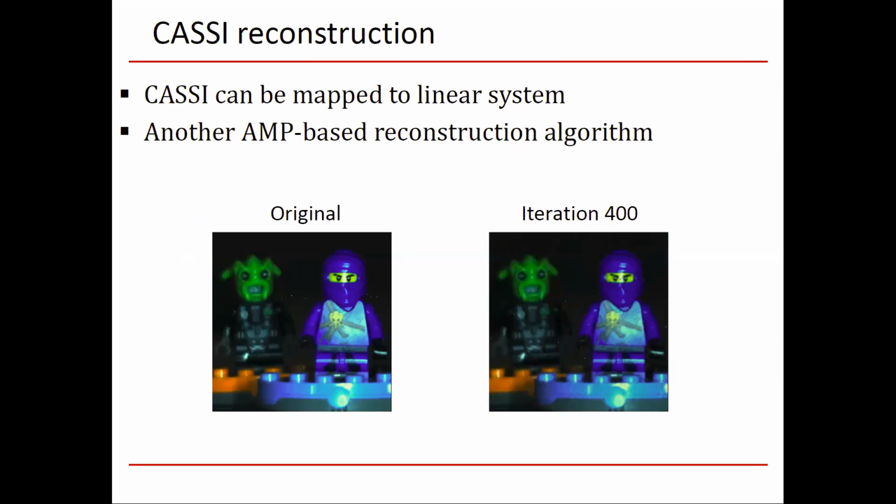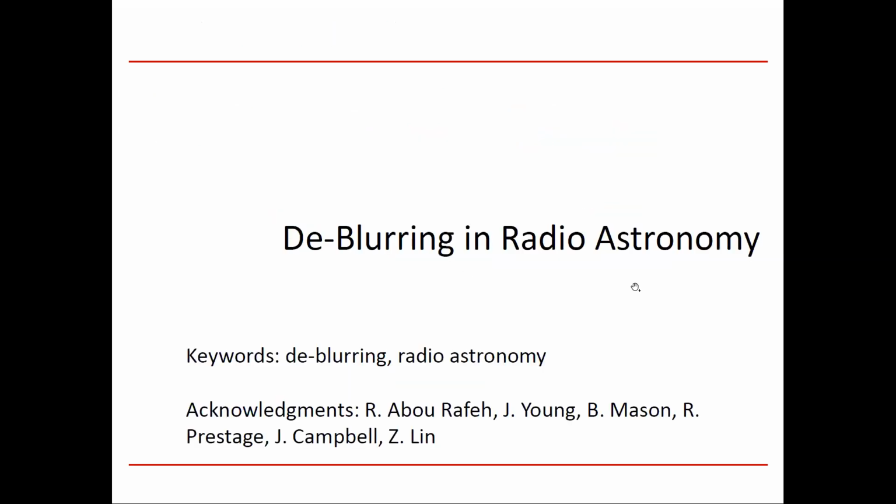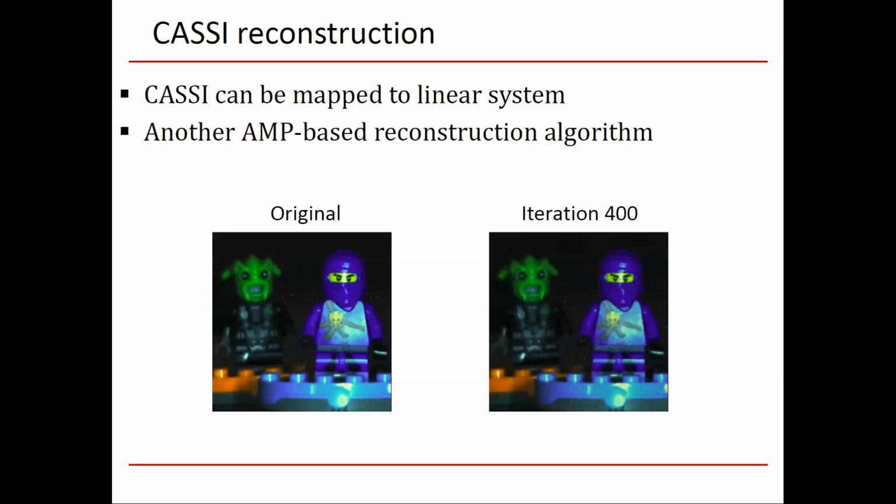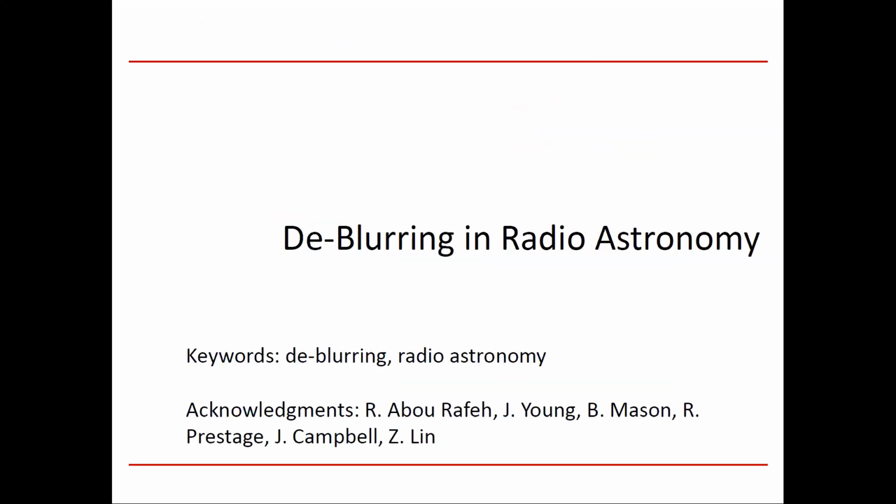Here you're seeing the original image, shown only for visualization purposes with RGB, three different colors. And after 400 iterations, we got a fairly clean outcome. If you look at some of the details, for example, the face of this Lego piece to the right, you'll see a bit of fuzziness, but overall good quality. And more importantly, the color slices were aligned well. That brings me to our third application, deblurring in radio astronomy.